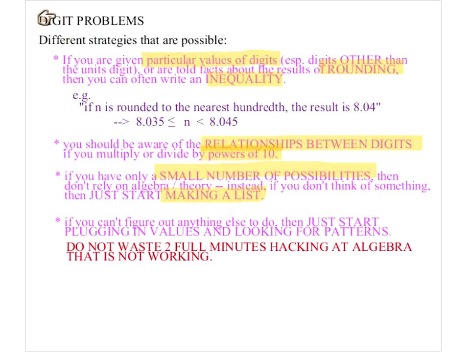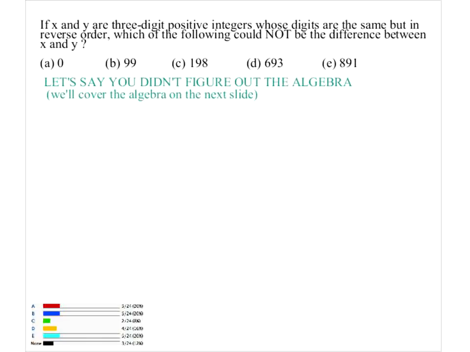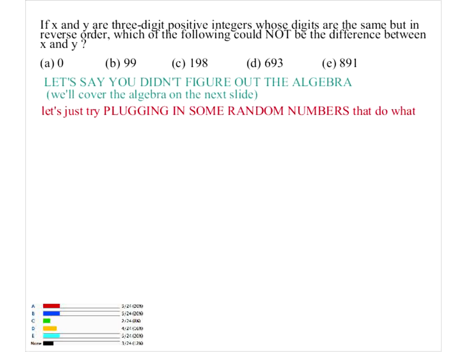Especially with digits, digits are patterns. Digits are things that have lots and lots of repeating patterns. So let's just try some random numbers that do what the problem says. Who in the text box can give me some random numbers that do what the problem says? 3-digit positive integers whose digits are the same but in reverse order.